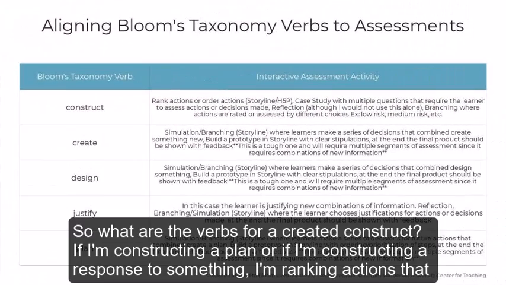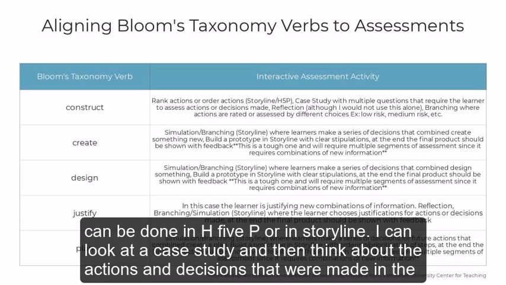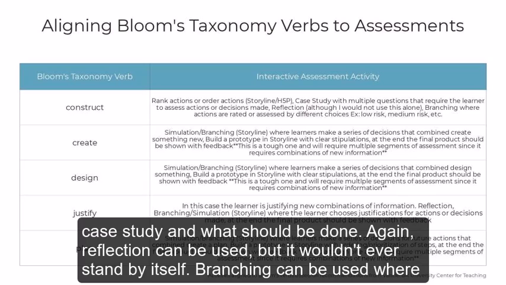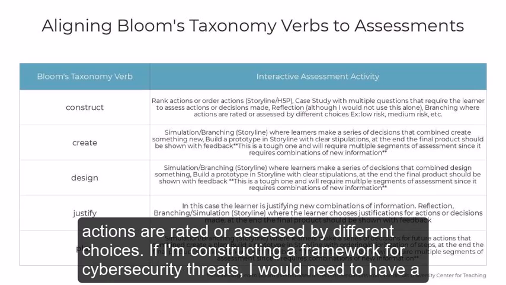So what are the verbs for a created construct? If I'm constructing a plan, or if I'm constructing a response to something, I'm ranking actions that can be done in H5P or in Storyline. I can look at a case study and then think about the actions and decisions that were made in the case study and what should be done. Again, reflection can be used, but it wouldn't ever stand by itself. Branching can be used where actions are rated or assessed by different choices.